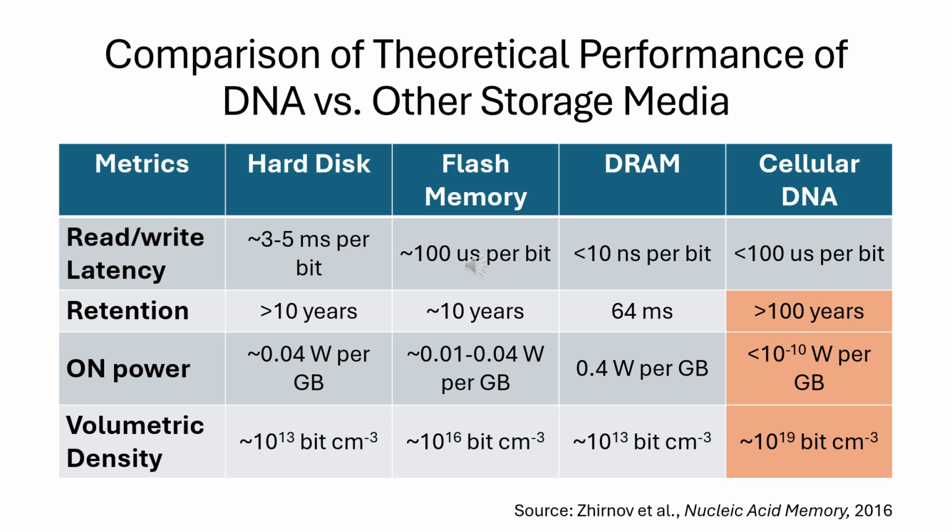Where DNA becomes really impressive is in retention, power, and density. In the table, DNA retention is greater than 100 years when compared with roughly 10 years for hard disks and flash memory. It also shows extremely low power requirements because stored DNA does not need constant electrical power to preserve information. The biggest advantage is volumetric density. DNA is listed at about 10 to the 19 bits per cubic centimeter, which is much higher than hard disk, flash, or DRAM. So the trade-off is pretty clear. DNA has poor latency, but excellent density, long-term stability, and very low storage power.